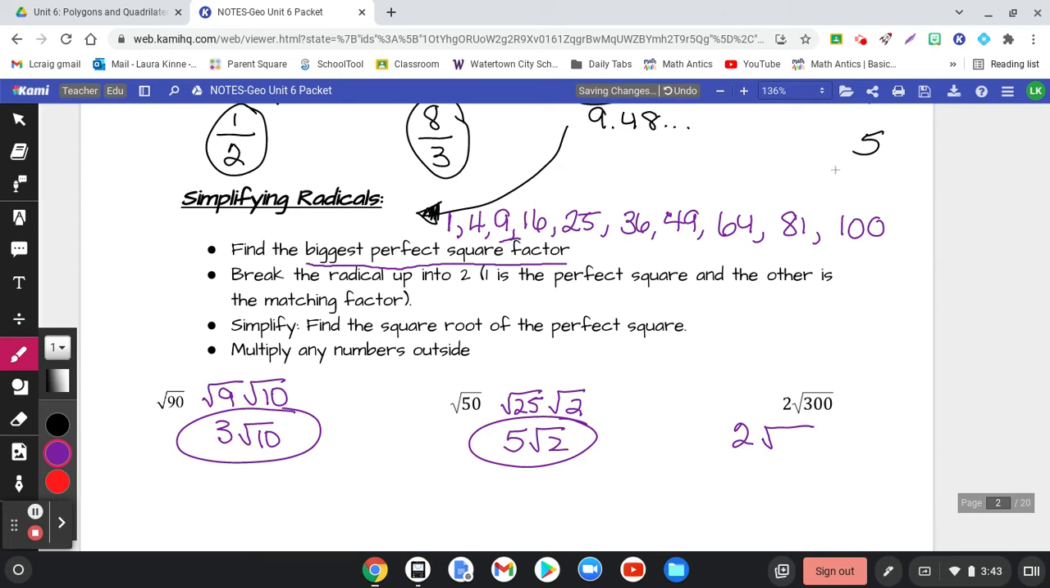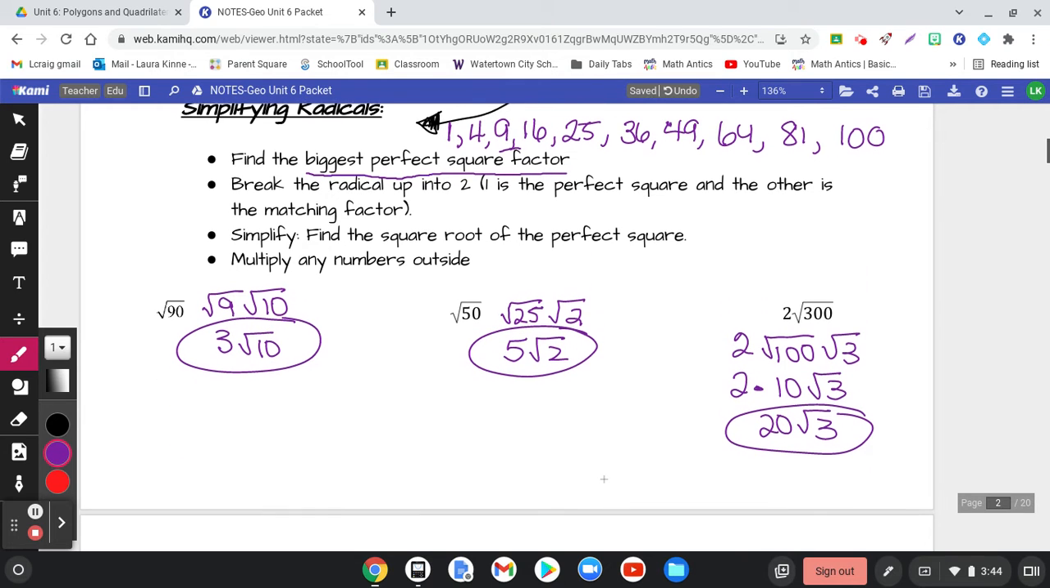300. 100. If it's a multiple of 100, it's a good place to start. So I'm going to write that as 100 times 3. All right, I'm going to bring the 2 down. Square root of 100 is 10, so it's 2 times 10, radical 3, because there's no plus or minus or anything like that. So 2 times 10 is 20, radical 3. And again, if you were to put that into your calculator, you would see that you get the same decimal as if you put the original.